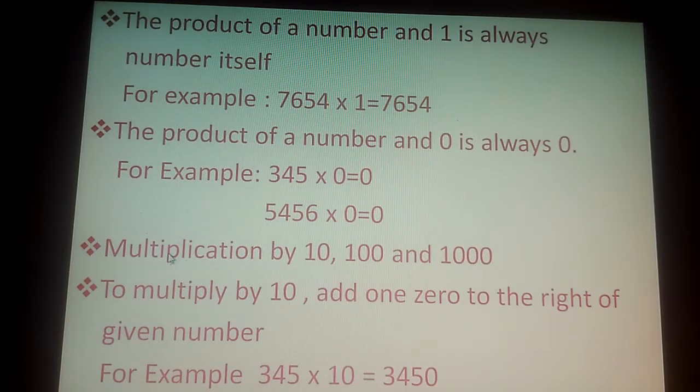Now let us discuss when we multiply a number by 10, 100 and 1000, what will happen? To multiply by 10, we add 1 zero to the right of the given number. Whichever number is given to us, we will put 1 zero to the right of this number. Let us take an example. We multiply 345 by 10. Answer will be 3450. We are adding 1 zero from its right. Because 10 has 1 zero, so we will put 1 zero here.